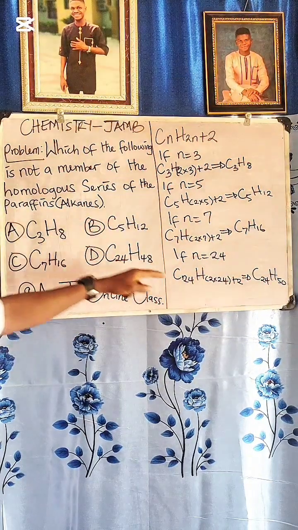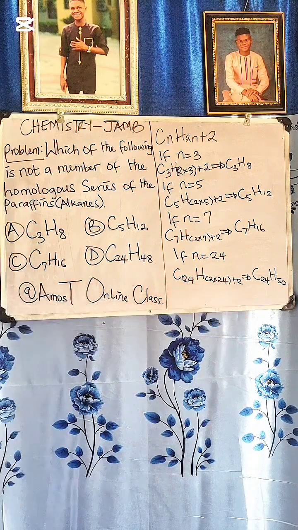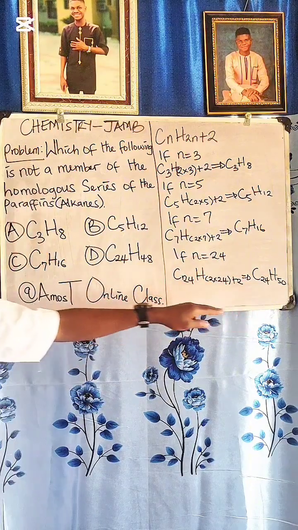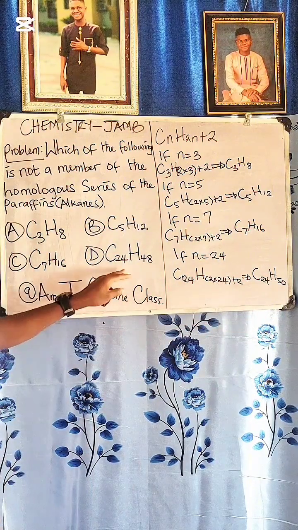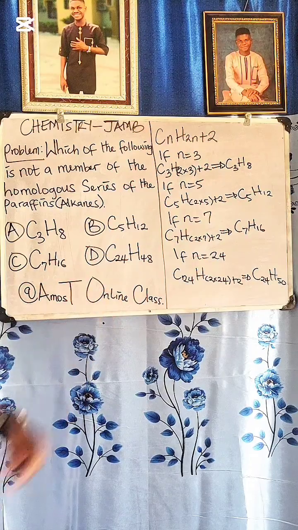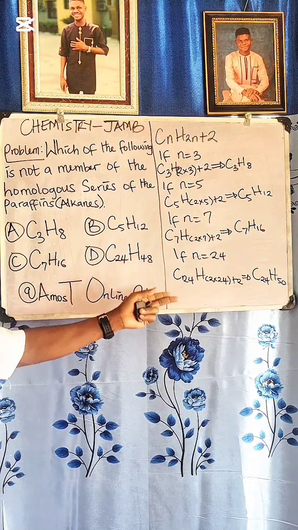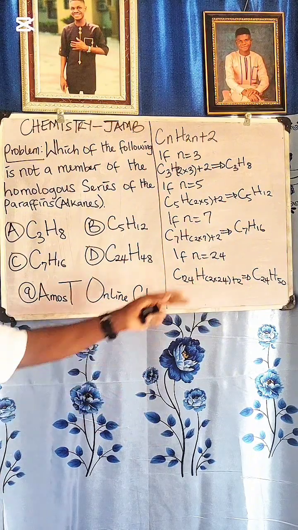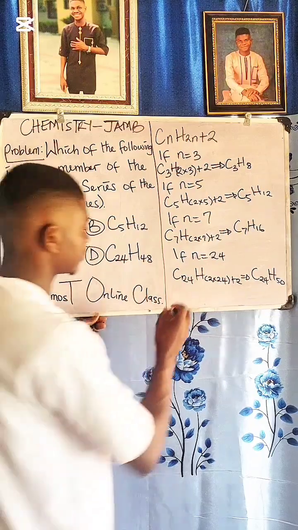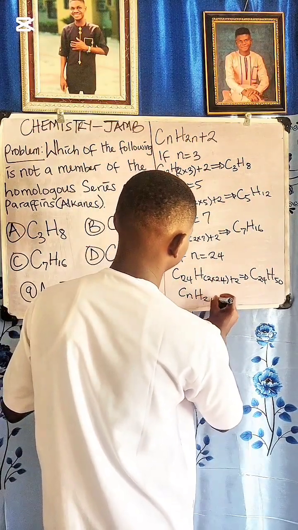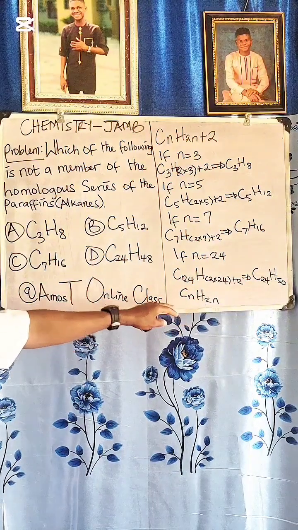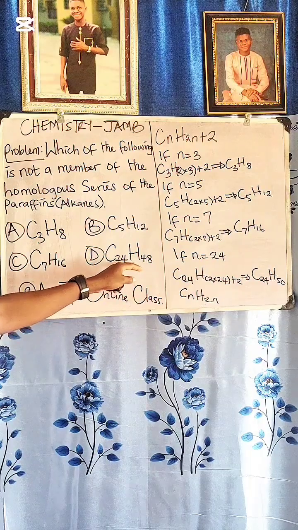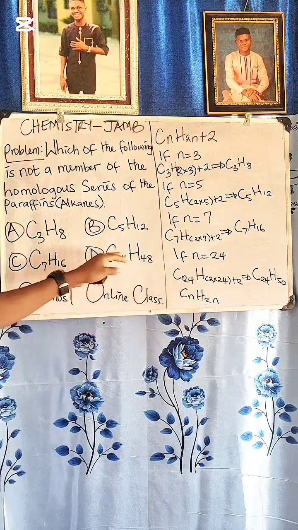If this was an alkane, the 24th member of the alkane family, it would have been tetracosane. Tetracosane has the formula C24H50, whereas option D has the formula C24H48, which I believe could be a member of the alkene family. Note that alkenes have the formula CnH2n, so if you check this out, C24, 2 times 24 gives us 48. This is an alkene and not an alkane.